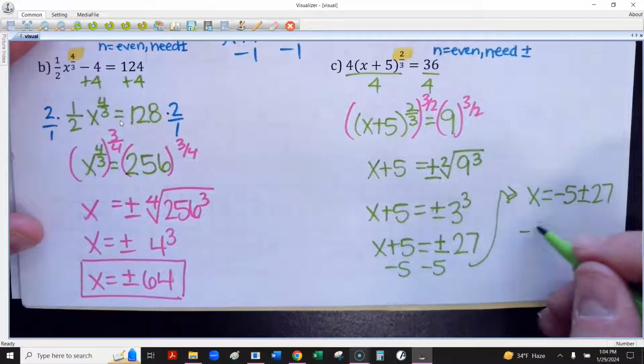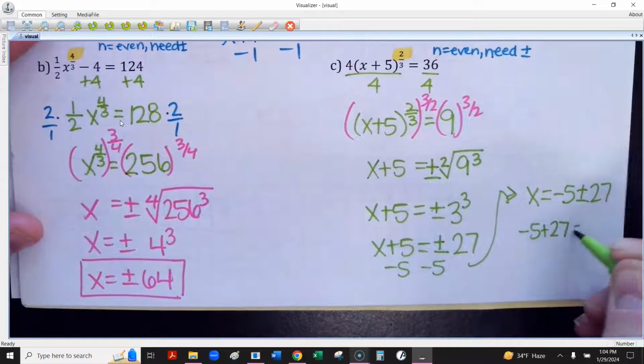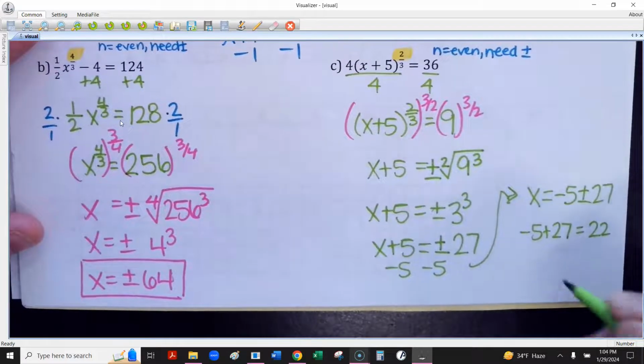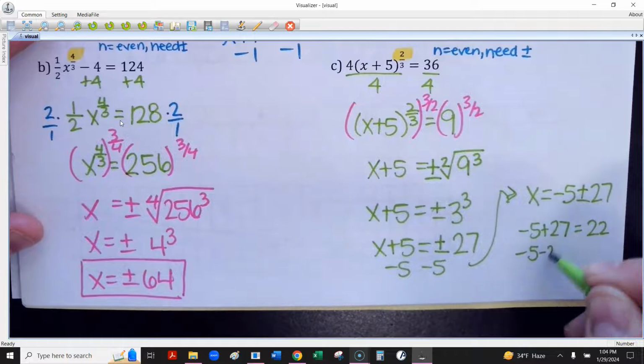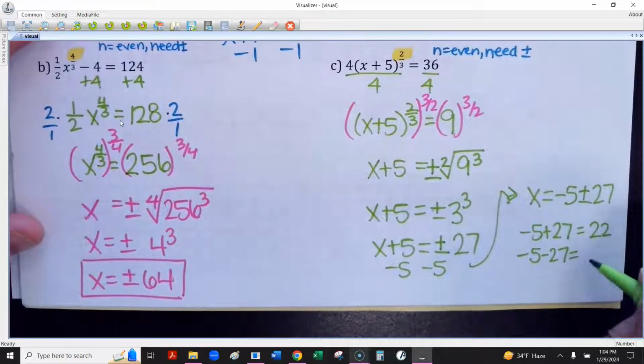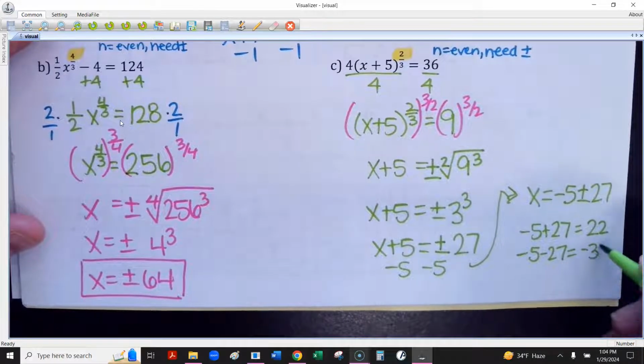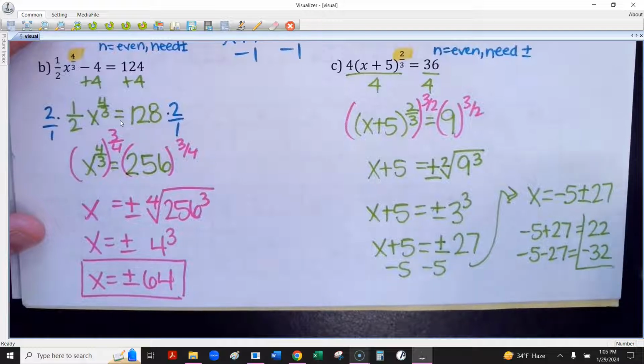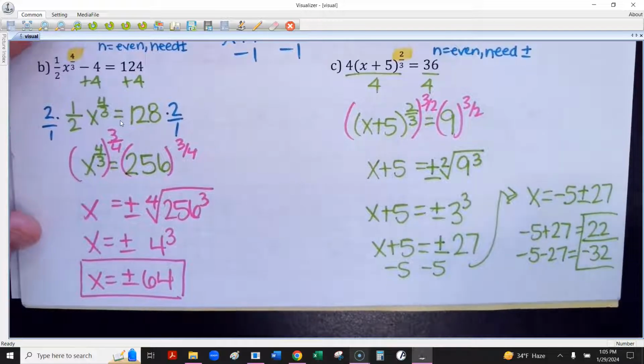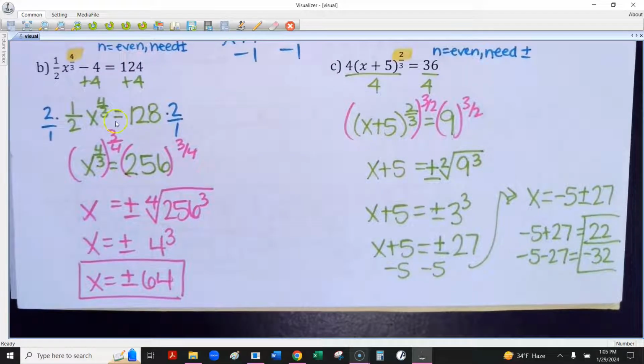If I do negative 5 plus 27, that's going to give me 22. If I do negative 5 minus 27, that's going to give me my other answer, which is negative 32. So the two answers here are different. One is 22, one is negative 32.